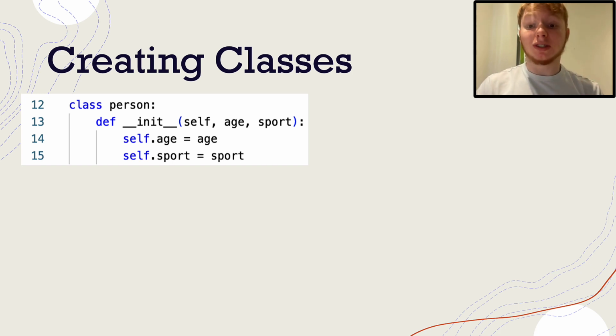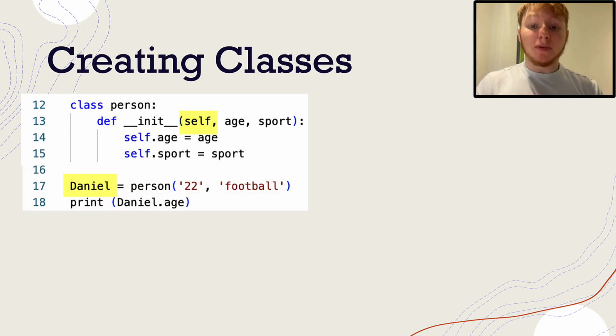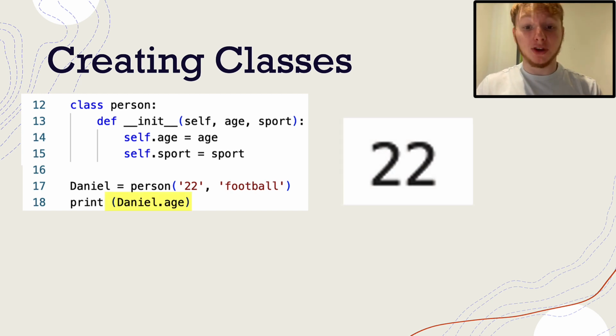So now to use these attributes. The name of the object, Daniel, equals the class, then we give his age, 22, followed by his favourite sport, football. So now we have an object called Daniel for the class person, who has attributes age and sport, that is 22 and football. We can print these attributes by doing Daniel.age. For example, this will print out 22.